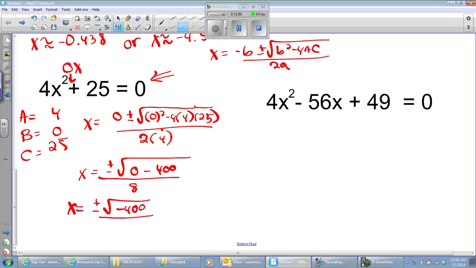That should send off some warning bells. Danger, danger, Will Robinson. What's the square root of negative 400? You don't know. There isn't one. This is an imaginary number. You cannot take the square root of a negative. You can take the negative of a square root, but not the square root of a negative.